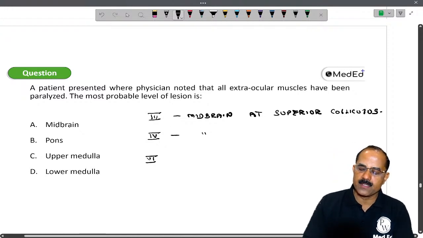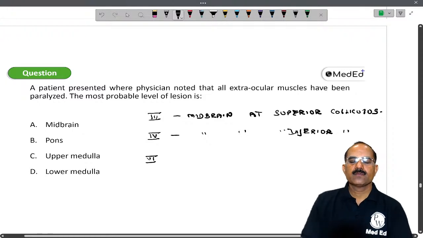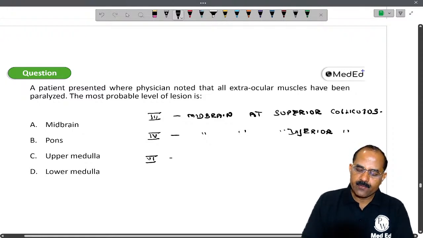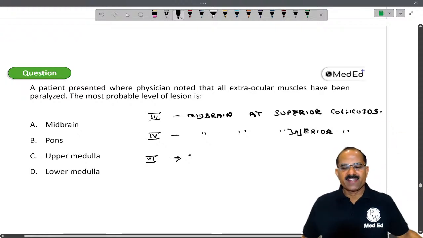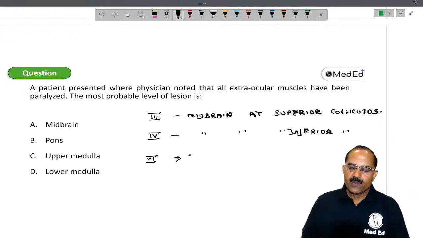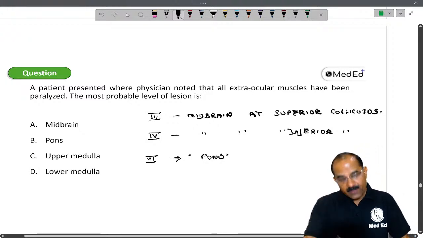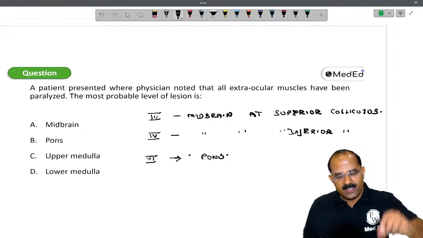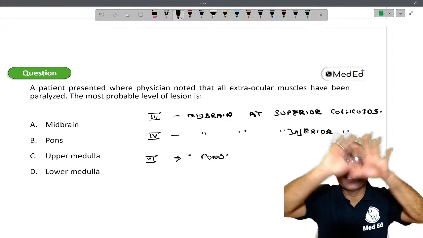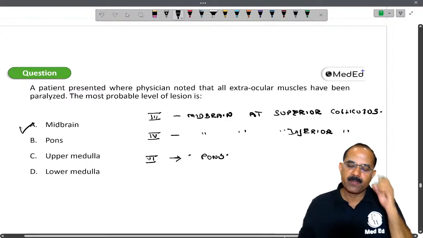Fourth nerve का nucleus is in the midbrain at the level of inferior colliculus. And sixth nerve का nucleus कहाँ पे है? The nucleus of sixth nerve is located in the pons. ये याद रखना. Third and fourth nerve nucleus is in the midbrain. So a majority of extraocular muscles are paralyzed, then the answer would be midbrain.